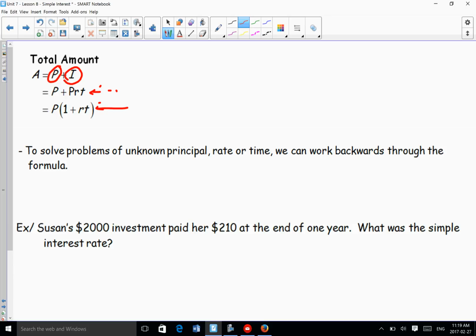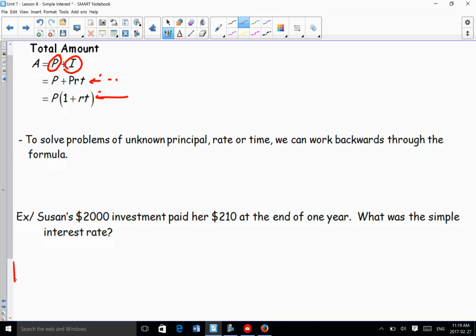Okay, in this next section, we're going to problem solve and work backwards through problems to figure out unknown things. So we've got Susan. Susan has a $2,000 investment, and it paid her $210 at the end of 1 year. So this was her principal, and this was her interest. At the end of 1 year, there's her time. What was the interest rate?